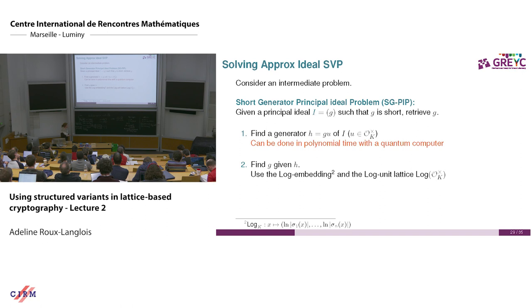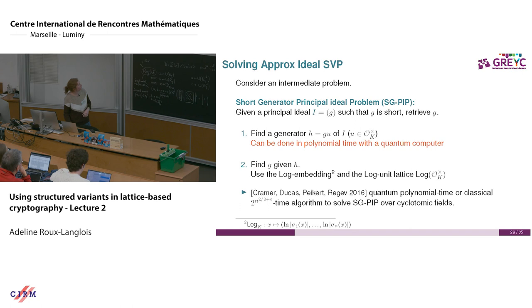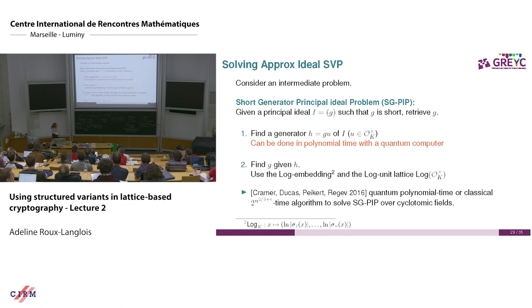Okay, so I defined it on the bottom. You take the log of the embeddings. Here it's the canonical embedding. So that's the result of Cramer, Ducas, Peikert, and Regev in 2016. And they show that you have a quantum polynomial time algorithm, or a classical algorithm with complexity 2 to the n to the 2/3 plus epsilon, to solve this problem on cyclotomic fields.